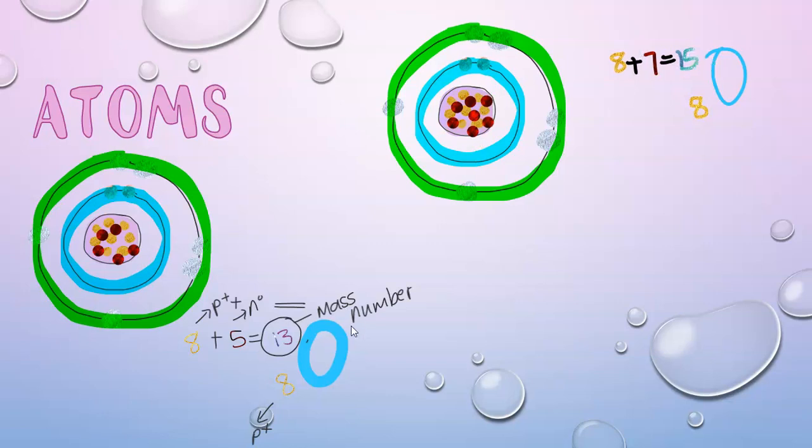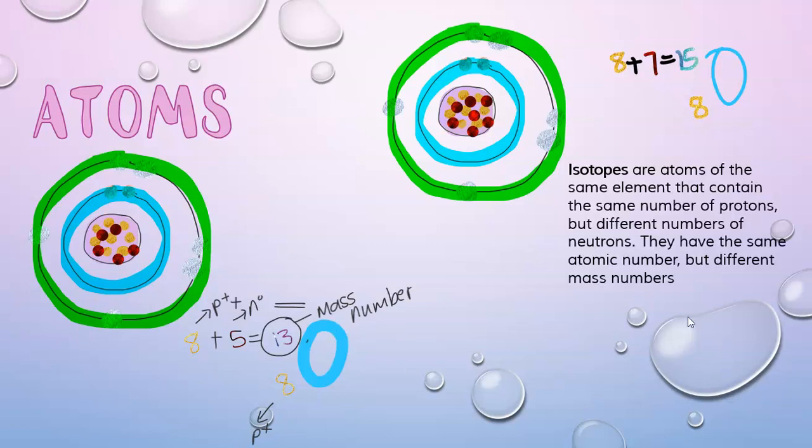So these 2 Olivias are twins, if you will. They are pretty much identical. The only thing that differs between the 2 is the number of neutrons that we have. And that's where the word isotope comes from. This is another definition that you can learn. So isotopes are atoms of the same element that contain the same number of protons but different number of neutrons, meaning they have the same atomic number but different mass numbers.